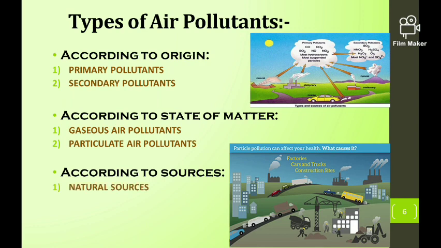According to sources, there can be natural sources which include volcanic eruptions, deflation of sand, dust, forest fires or burning of the natural vegetation. And then man-made sources. These include the human activities which are related with industries, urban centers, aircraft, nuclear experiment, automobiles, agriculture and power plants.